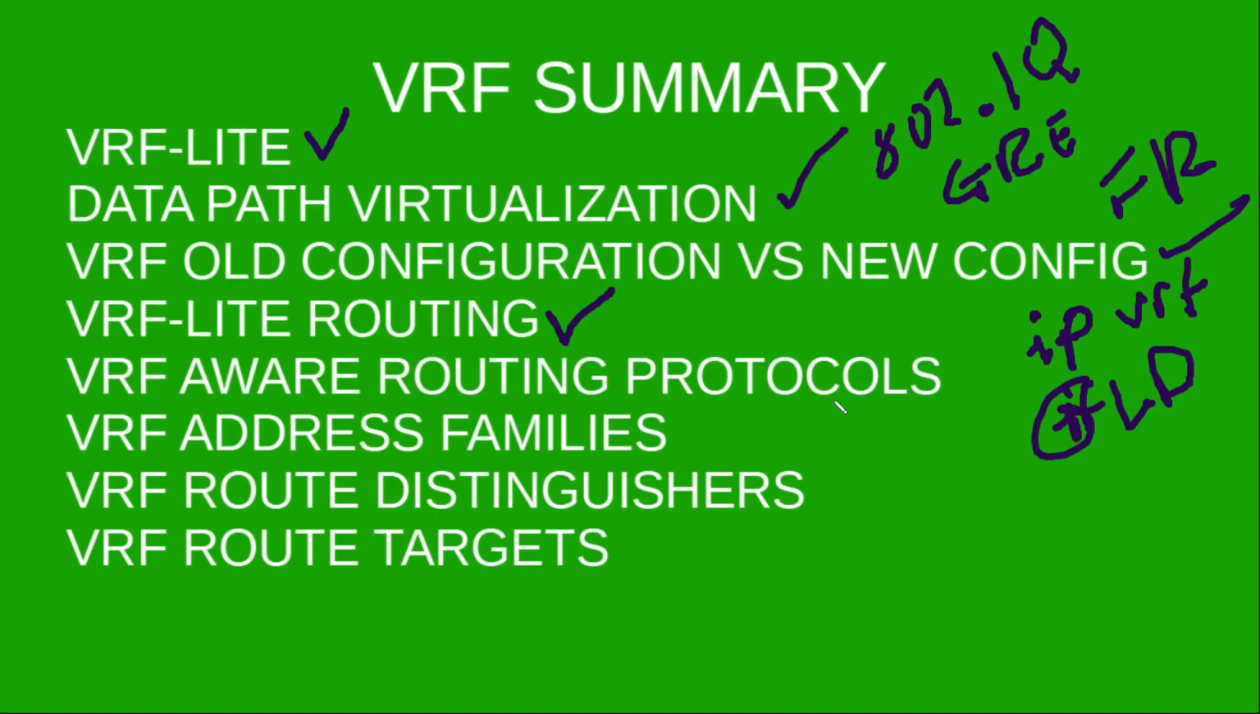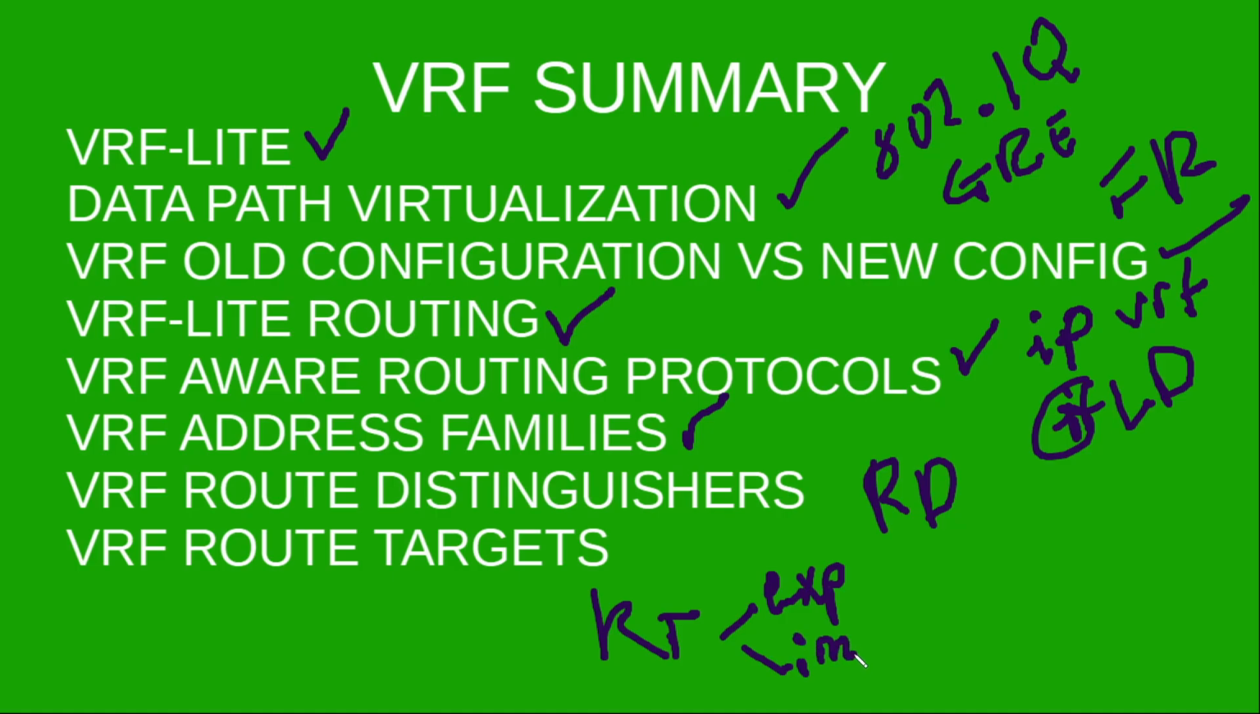We saw the way that we can use routing within VRFs. What are the VRF aware routing protocols, such as RIP version 2, OSPF version 3, version 2, and the difference between these. What are the VRF address families and how do you configure them? What are route distinguishers and route targets, and how to use route target export and route target import. These things work when combining VRF LITE plus multi-protocol BGP.